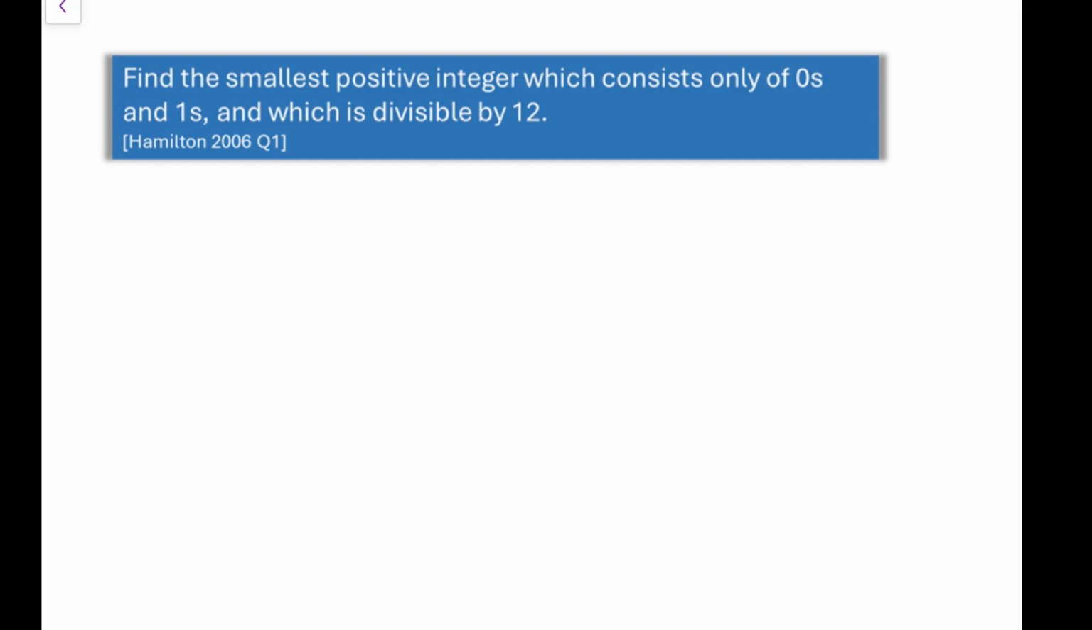Okay, so let's see where we are. The question wants you to work out the smallest positive integer, so a whole number, which consists of only zeros and ones, and which is divisible by 12. Now, so many of these questions are very similar: you need to think about the prime factors of 12. Those prime factors are going to be 3, 2, and 2. So if a number is divisible by 12, it must be divisible by 3, by 2, and by 2.